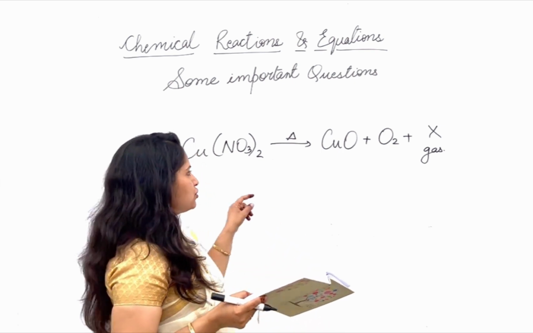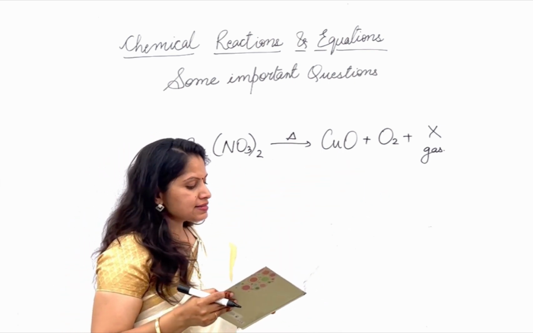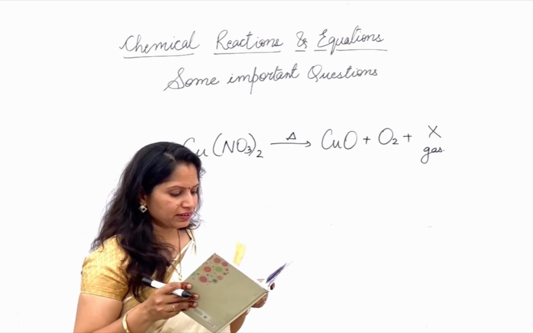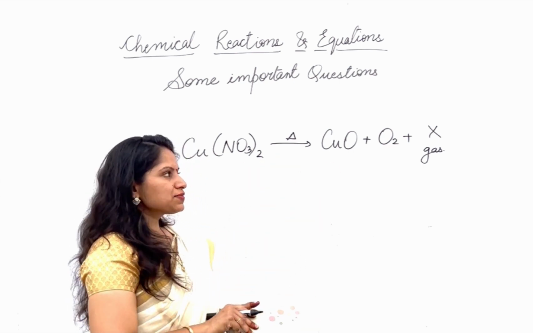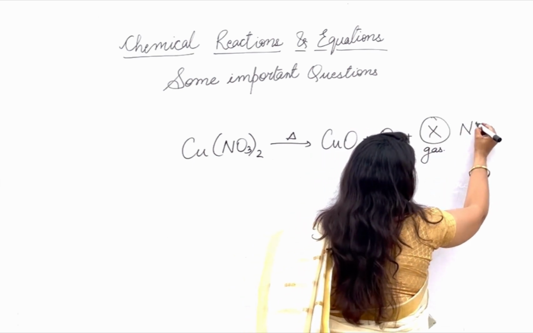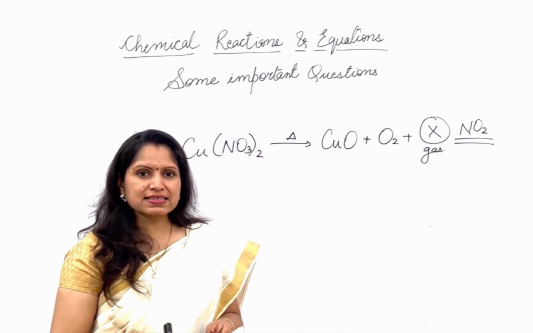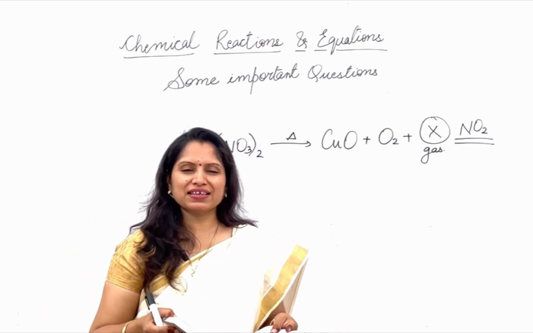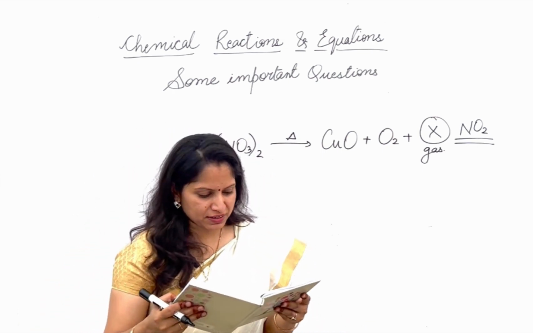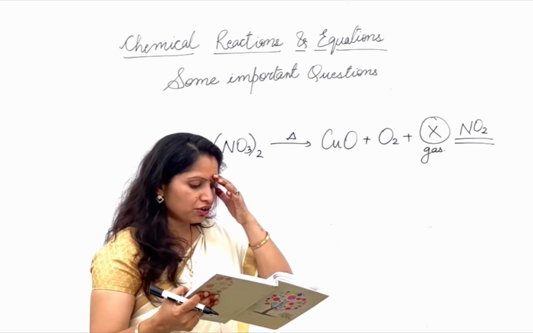Identify the type of reaction. So it's a thermal decomposition reaction. You can see that. Write a balanced chemical equation. We have already written that. And the gas formed will be, we know that the brown fumes are formed because of formation of nitrogen dioxide. So the gas X is nitrogen dioxide. We have seen the brown fumes in the experiment as well. Write the balanced equation. We have already done that.